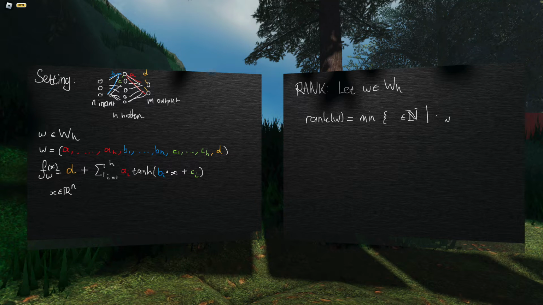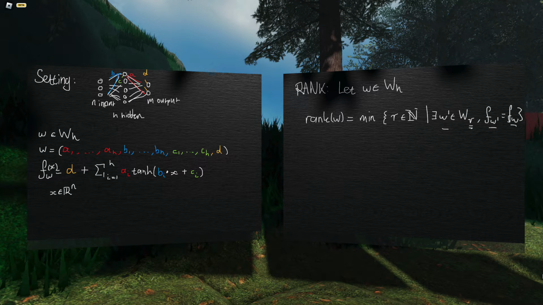I'm going to inline a few definitions that I have in my thesis here so that I can get this in one go. The rank is the minimum R such that there exists another parameter in the version of the parameter space with only R units, such that f of W prime is equal to f of W. So you could implement this one function with W prime or with W, but W prime maybe has fewer units. The least number of units that you could use, that's the rank of the parameter that you started with.